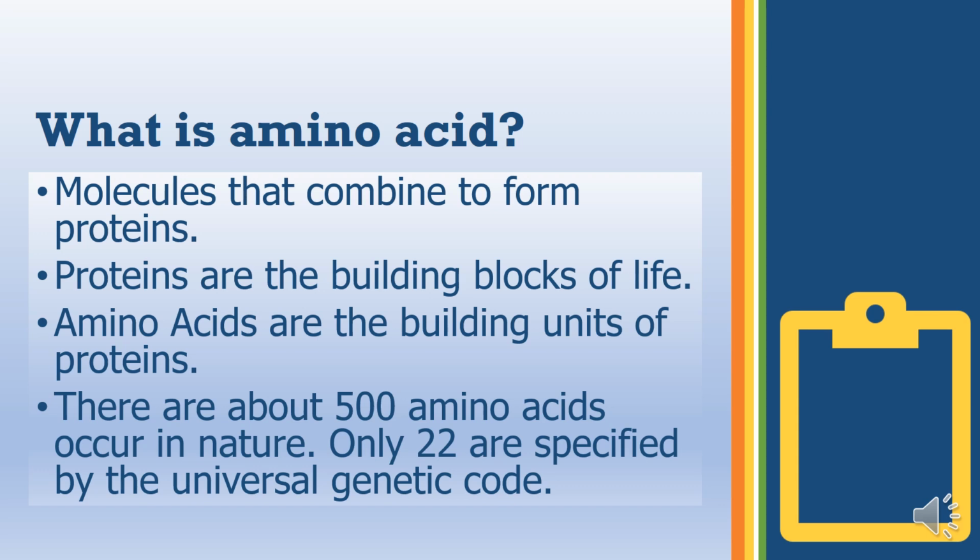Although over 500 amino acids exist in nature, by far the most important are the alpha amino acids, which comprise proteins. Only 22 alpha amino acids appear in the genetic code. Based upon that, we are going to learn about amino acids in this video.